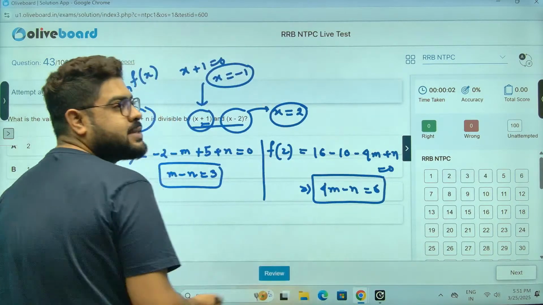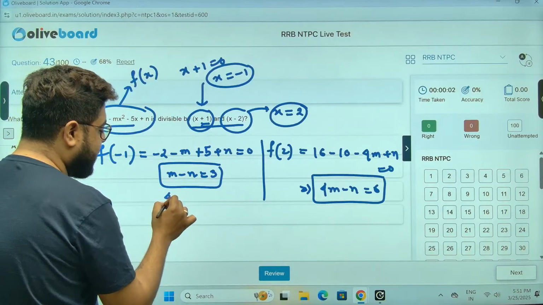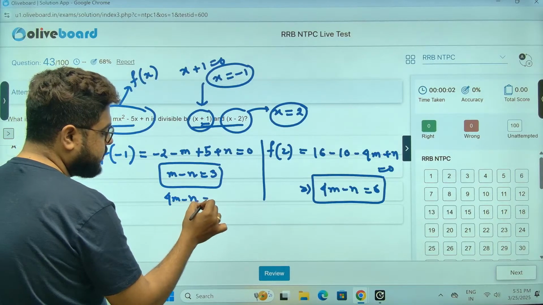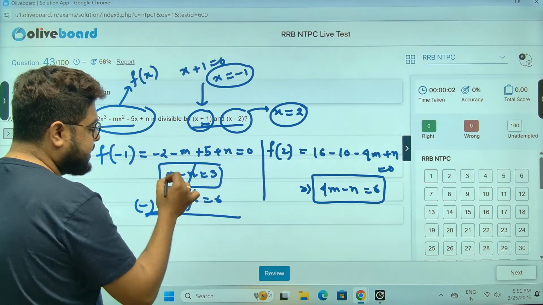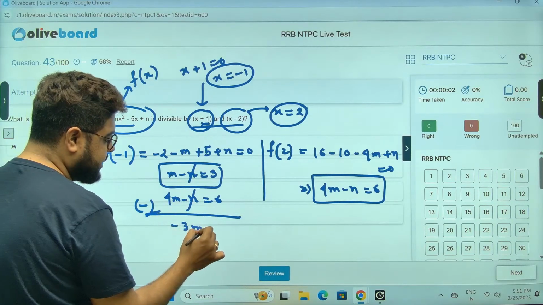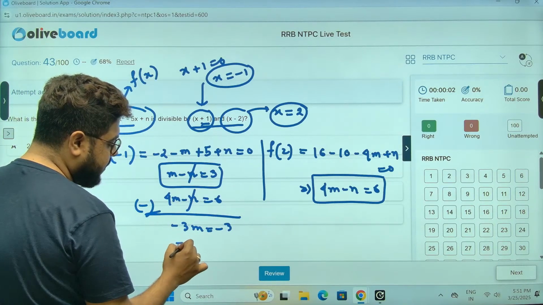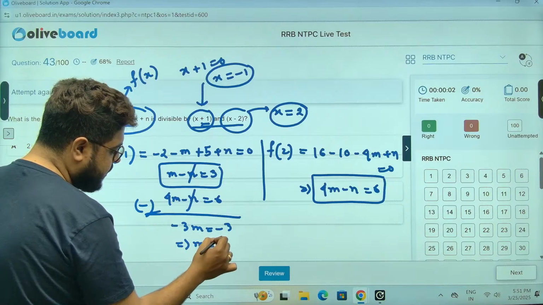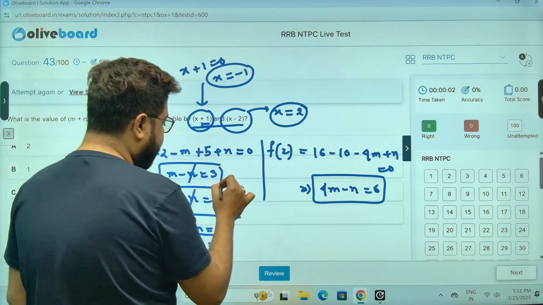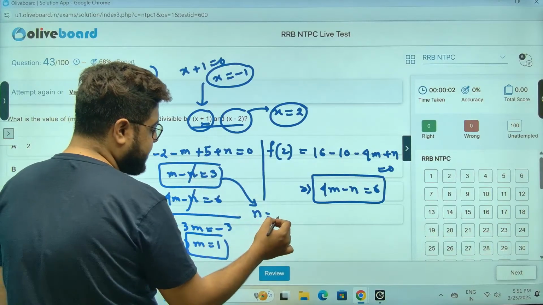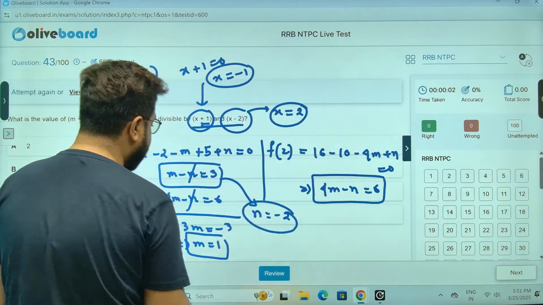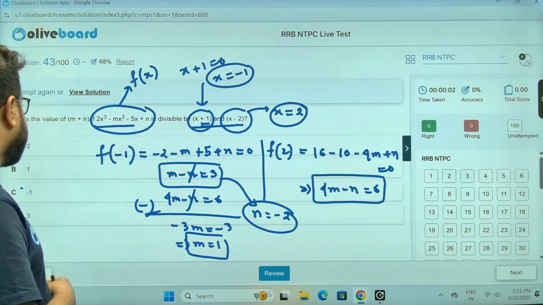Two unknowns, two equations. You put it down: 4m minus n, and m minus n. Subtract, so n cancels. M minus 4m is minus 3m, and this is equal to minus 3. M value is 1. So from any equation you can figure out the value of n. N will be m minus 3, that is minus 2.